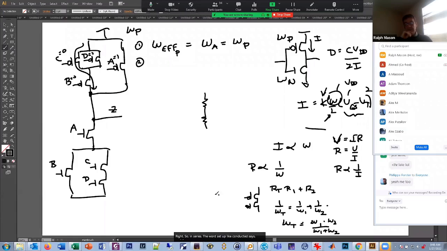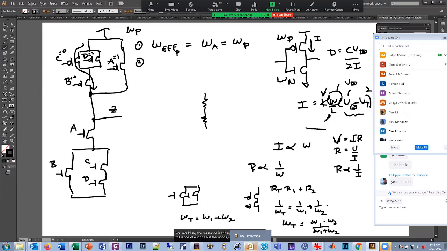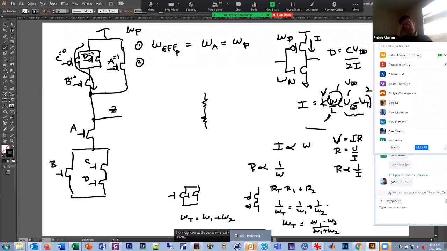And in parallel, if I have two transistors in parallel like this, the resistances add up like 1 over R total, but the widths just add together. So they behave like capacitances. Yeah, exactly. And we're going to assume all the transistors have the same W. So in this case, W total would just be 2W, right, P.